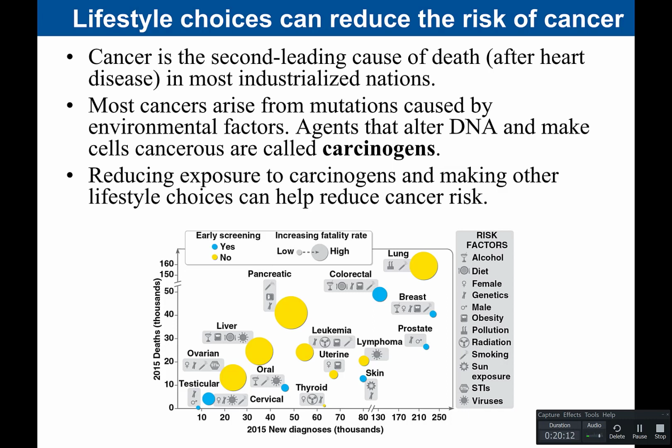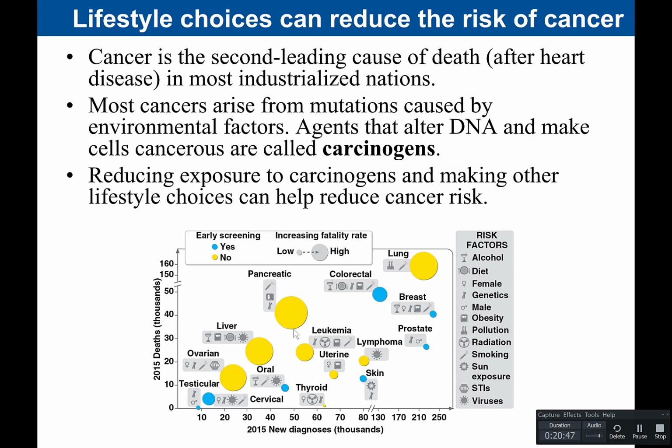And so what you're looking at with this bottom diagram is that if it's a blue dot, it means that early screening is available. So colon cancer, for example, can be screened with a colonoscopy, right? Breast cancer, a mammogram or a breast exam, etc. The other thing to notice is that the size of this dot is proportional to its fatality rate. So pancreatic cancer, for example, has a very high fatality rate.